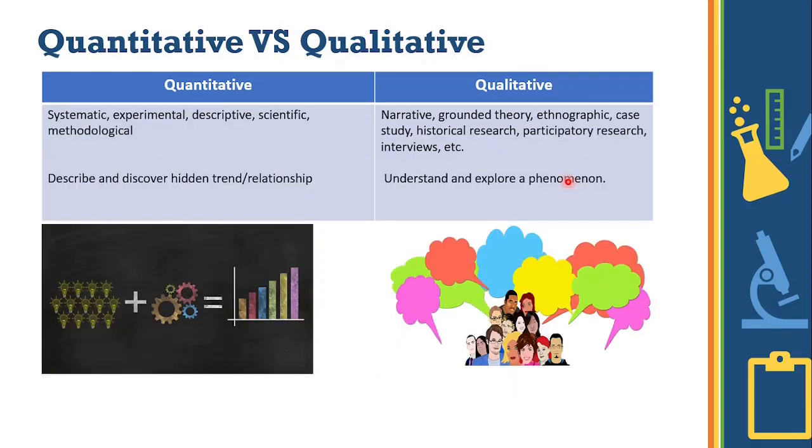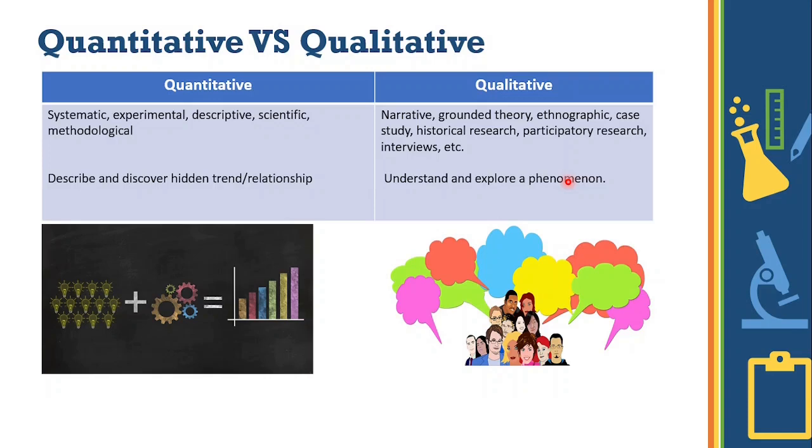The next one is that, again, quantitative is systematic. It could be experimental. It's scientific, of course, because it involves scientific methodologies. It's descriptive, and it's also methodological. While qualitative is grounded. It involves grounded theories. It's narrative. You're dealing with ethnographies, with people. You're looking at historical research.